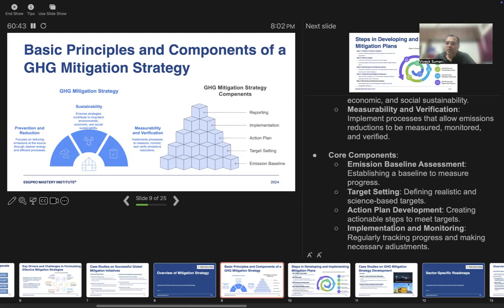Fourth building block is you show implementation with monitoring. Regularly tracking progress and making necessary adjustments, reflected in the report, will decide whether you have done this implementation or not. That is why year-on-year reporting is important. When you report, you also cite this was my last year emission, this is my this year emission on stationary combustion, on mobile combustion, on fugitive gases emission. You show that pointer-wise. Then it will reflect that you understand.